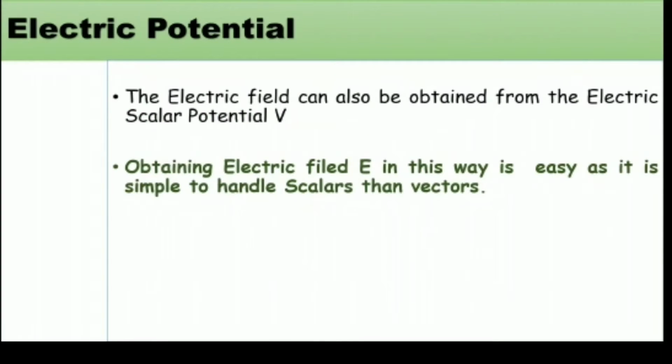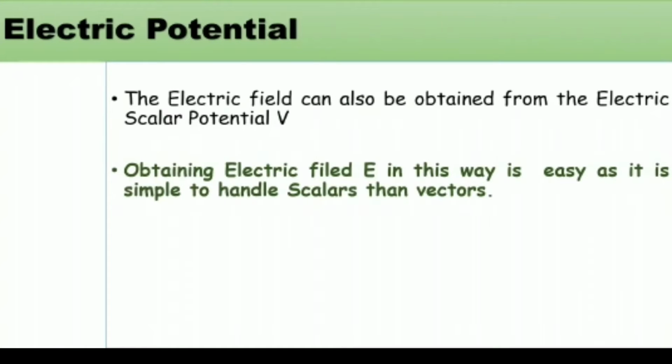So with the help of Gauss law we can determine electric flux density, and with the help of Coulomb's law we can determine electric field intensity and force. Now electric field can also be obtained from the electric scalar potential, that is capital V. So a new parameter, called electric scalar potential capital V, is used to determine electric field.